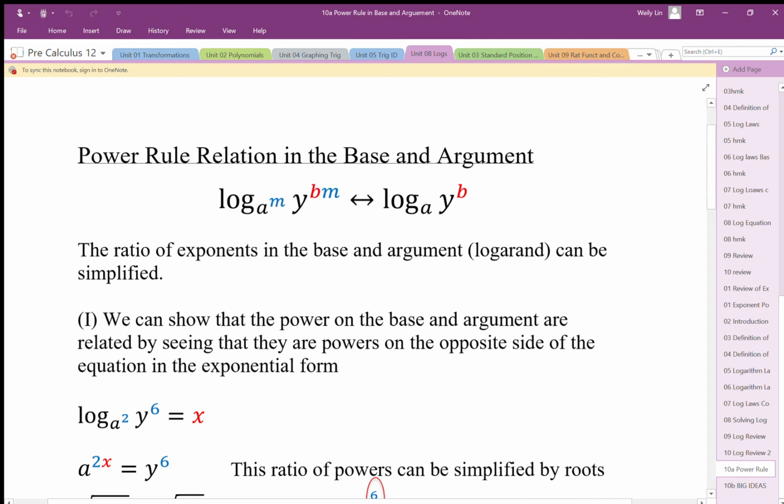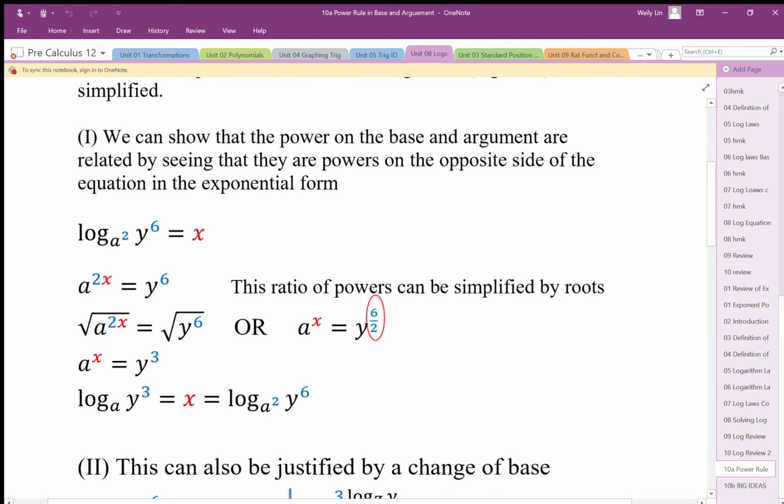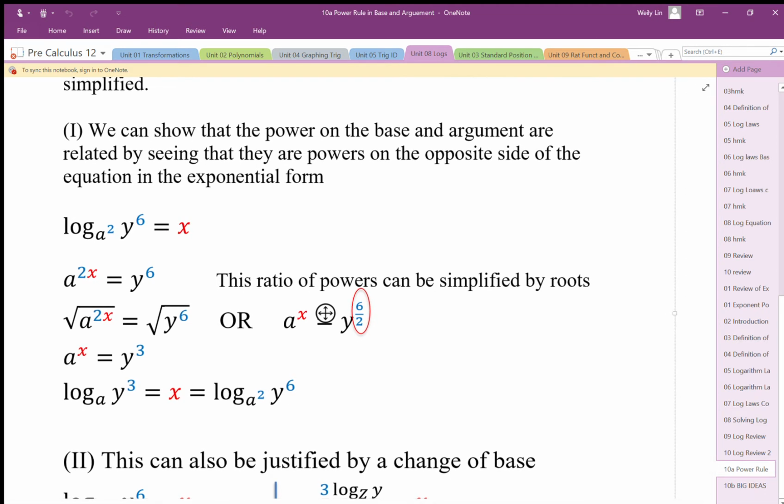Okay. And well, I'm just going to justify why this is true. So we can justify it in a few ways. One way is this. We can just say that, okay, well, if I have a power 2 and a power 6, they share a common factor of 2. And I can divide out this 2. I can actually reduce this ratio by a factor of 2. I can make this 1 and 3.